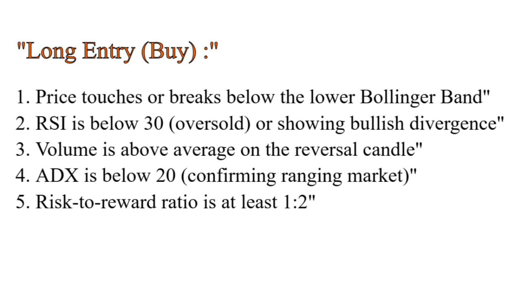Long entry, buy. 1. Price touches or breaks below the lower Bollinger Band. 2. RSI is below 30, oversold, or showing bullish divergence. 3. Volume is above average on the reversal candle. 4. ADX is below 20, confirming a ranging market. 5. Risk to reward ratio is at least 1 to 2.